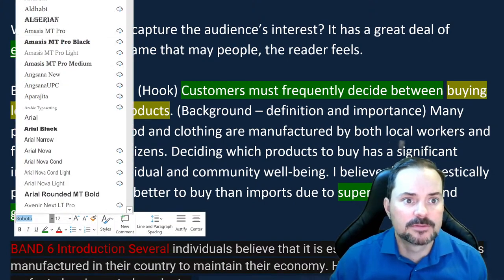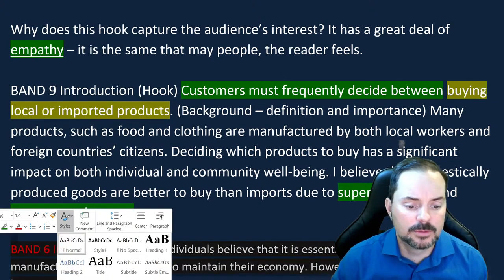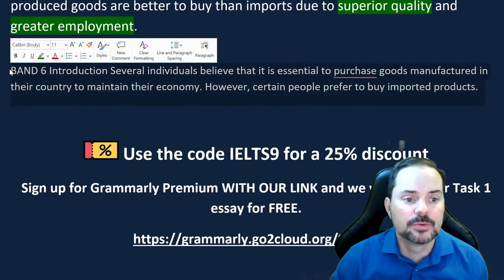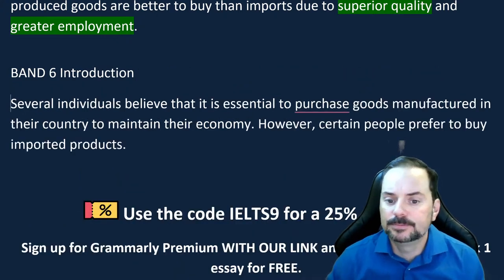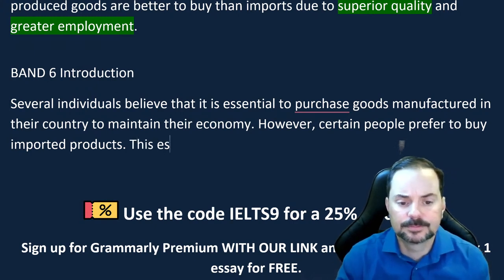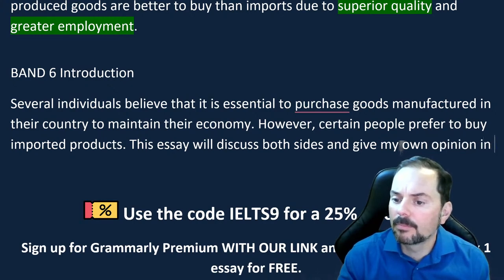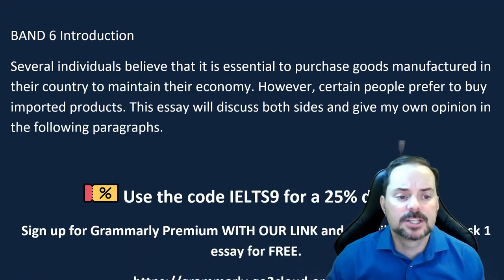So let me emphasize this for you. Okay, here we go. Give me 2 seconds. Clear some formatting here. We'll bring this up and then we'll have a nice direct comparison here. Okay, so a Band 6 introduction. All right, so this is a Band 6 introduction.